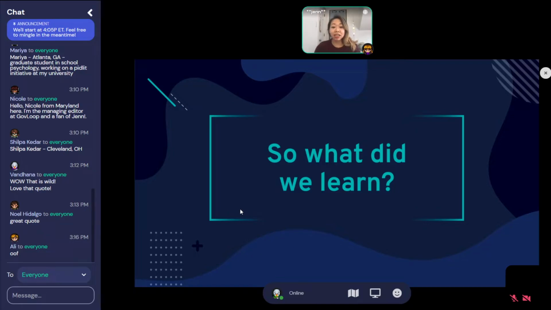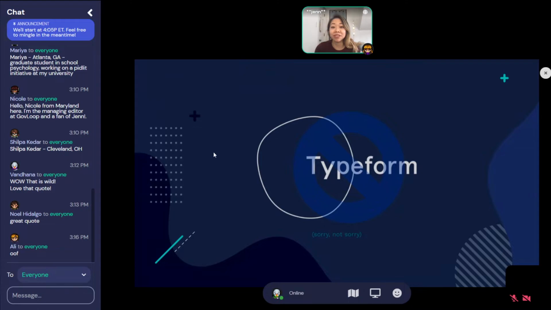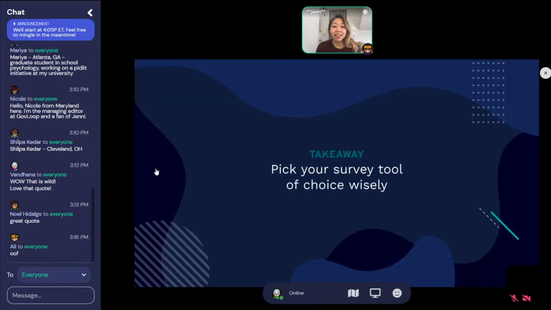That being said, our most important finding is to never use Typeform for surveys. All joking aside, the main takeaway here is to pick your survey tool of choice wisely. It was easy enough for our team to set up, but the user experience for respondents was horrendous. People had a hard time skipping questions or figuring out when something was single choice or multiple choice. And for that, we are forever sorry.